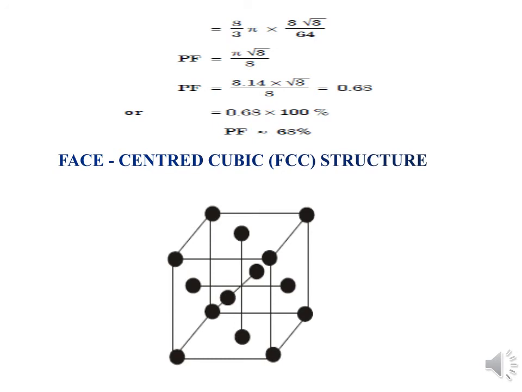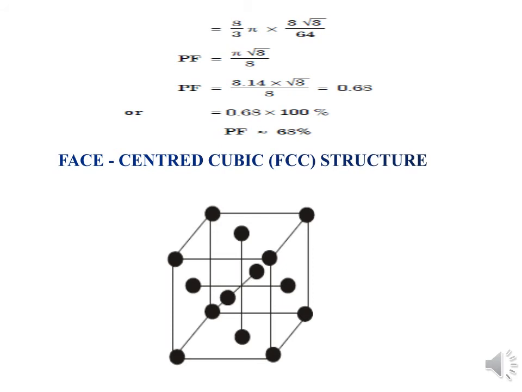Packing factor is equal to pi root 3 by 8. Packing factor is equal to 3.14 into root 3 by 8, that is 0.68. Or, finding the percentage, 68% packing density. Density of packing is high. 68% of the volume is occupied by the atoms in a unit cell for BCC, and the remaining 32% volume is vacant. It is a closely packed structure for the atoms in BCC.